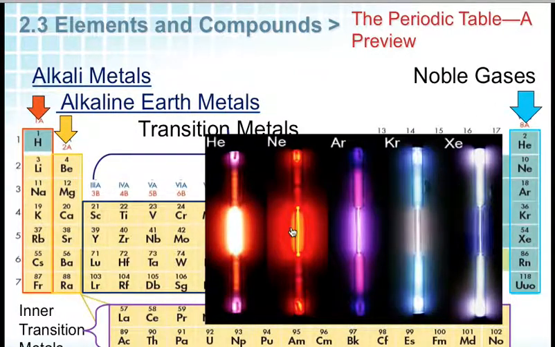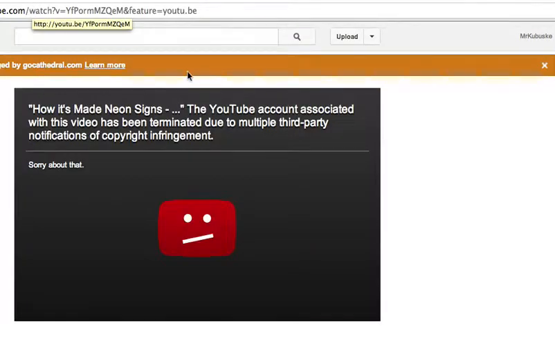Okay, noble gases, in fact, those are the things you see in neon lights, hence the name neon lights, because one of the noble gases is neon. But not every neon light has actual neon gas in it. Some of them have the other noble gases like argon, krypton. You can see the different colors that they create. You can see here a little YouTube video about that.